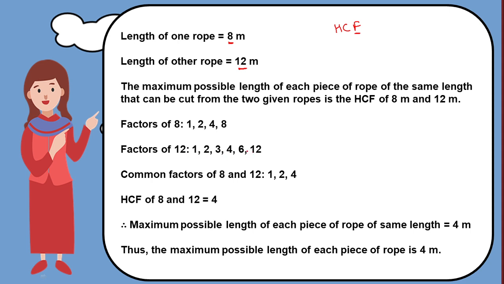Now children, we have written the factors. Now after that jump to C. C means common. Now start searching for the common things. 1, 2, then we have 4. So the common factors of 8 and 12 are 1, 2 and 4. Now after C, jump to H. H is the highest common factor. Out of the common factors, which is highest? Highest is 4. So HCF of 8 and 12 is 4. Now the maximum possible length of the rope piece will be 4 meters. So now we have helped our two little friends also.